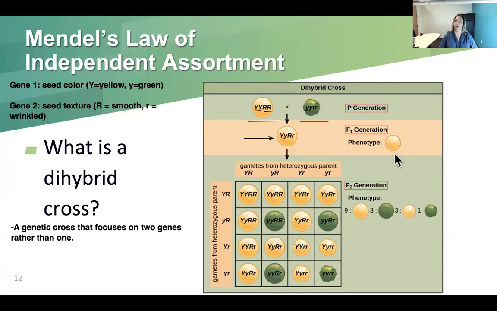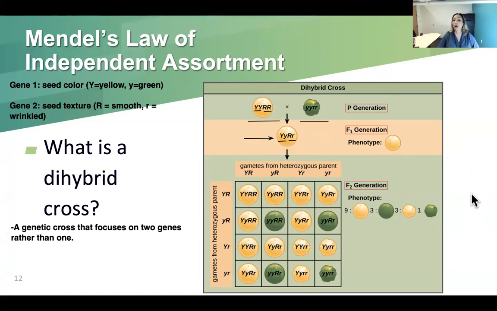So he did the parental cross. I say he, meaning Mendel. All of the F1s were yellow smooth. They were heterozygous for both genes. We have big Y, little y, big R, little r. Now, if you look at the Punnett square, it's a 4x4 Punnett square because there are 4 different types of gametes that you can get from big Y, little y, big R, little r.